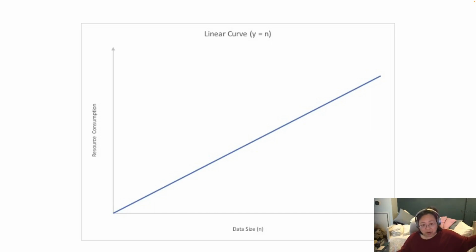And as the array gets bigger and bigger and bigger, you are expected to search more and more and more. And the growth of resource consumption follows this particular straight line curve.